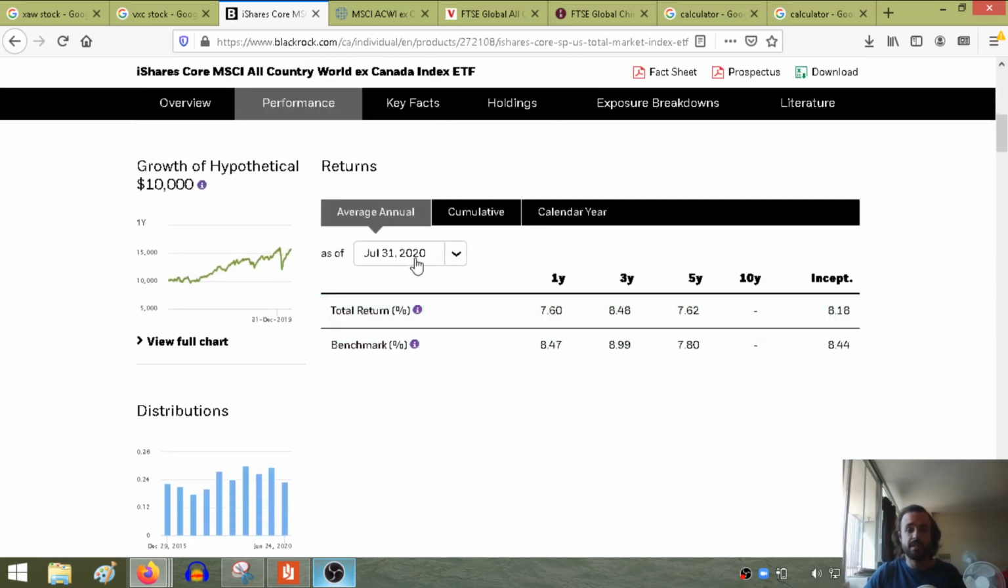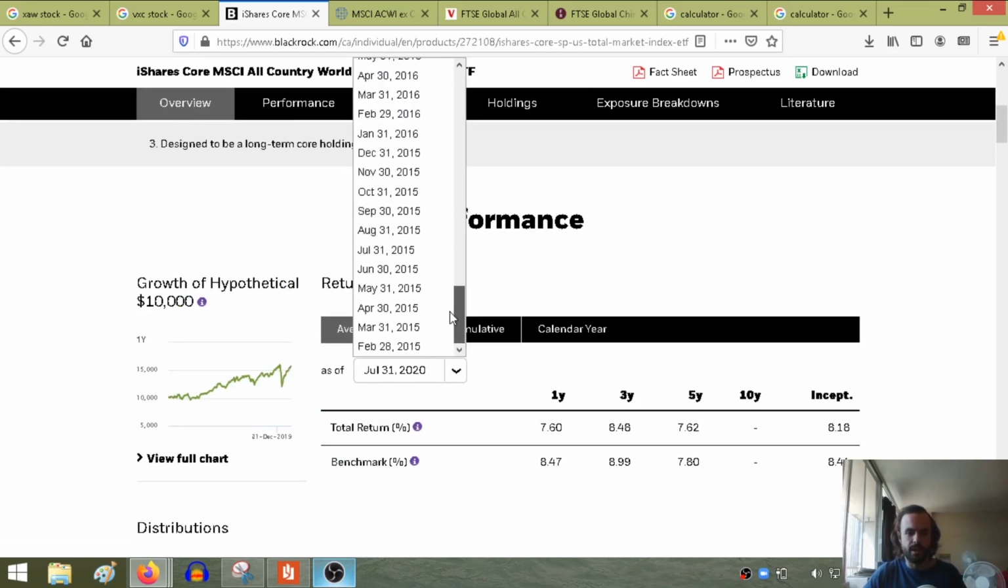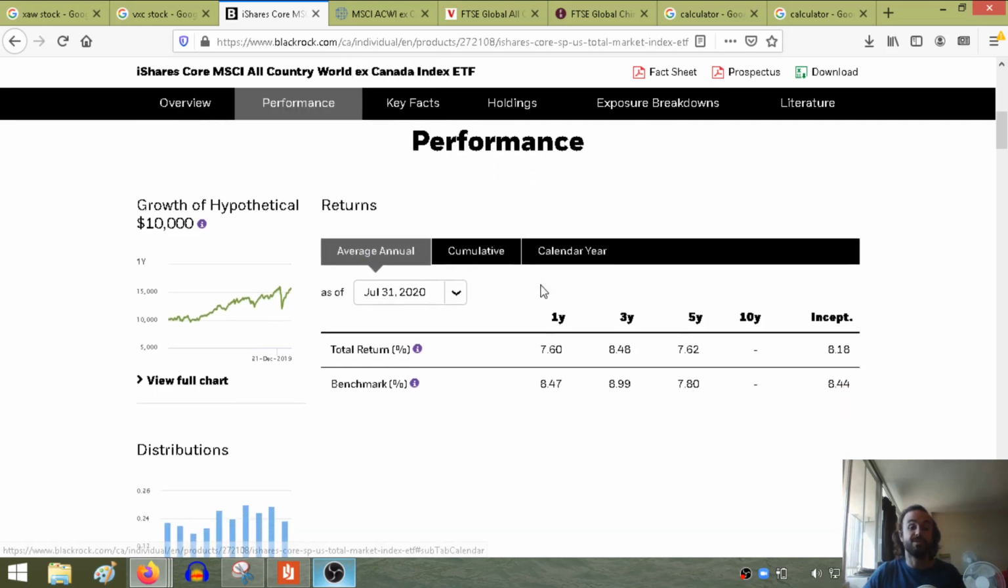Now, if we look at the performance since its inception, which it will tell us a bit lower, but I always just check this way. Since its inception in 2015, it has returned 8.18% on average.